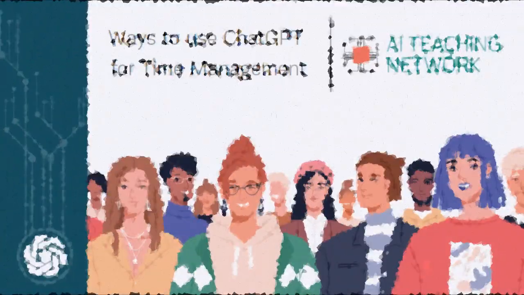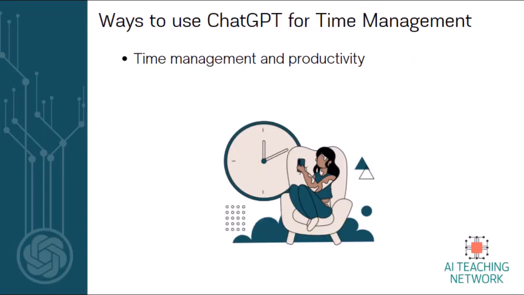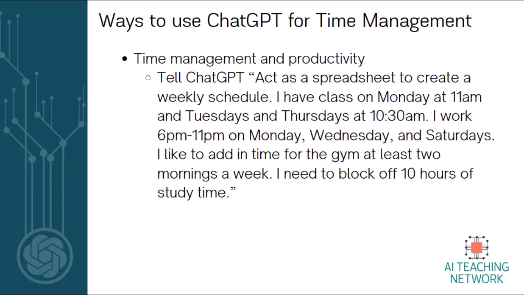In this final video, we are going to talk about using ChatGPT for time management. So using ChatGPT for time management could look something like this. You can ask ChatGPT to act as a spreadsheet to create a weekly schedule. Let it know what days that you have classes, what days that you work, what times. Even throw in things like, I like to work out at the gym once or twice a week, or I need to block off 10 to 20 hours for study time.